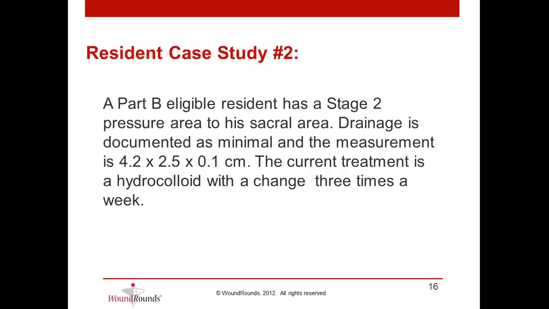For our second resident case study, we had a resident with a wound that was healing, and the nurse had a handle on the treatment. All the documentation supported the guidelines and established a medical need for the product. Because of the location on the resident's sacral area, the nurse was using a hydrocolloid shape for better coverage and fit. The sacral wound was documented as a stage 2 with minimal drainage and a measurement of 4.2 by 2.5 by 0.1. The estimated reimbursement revenue for this particular treatment is $355.32.